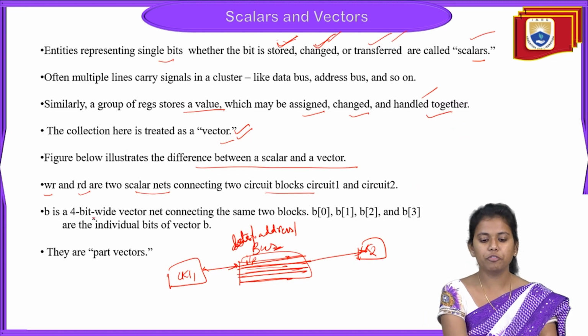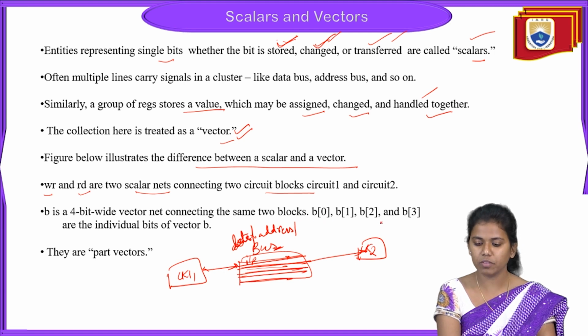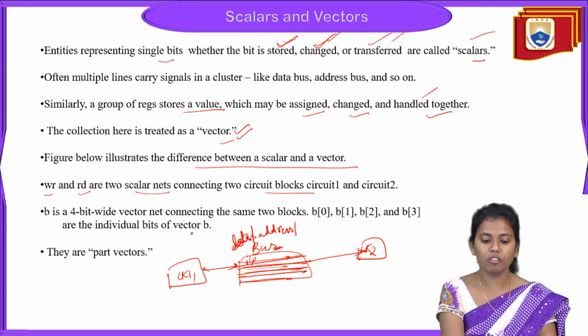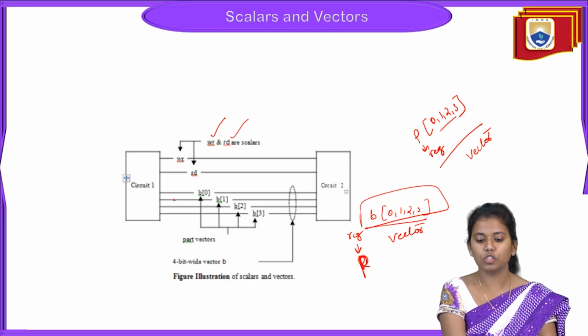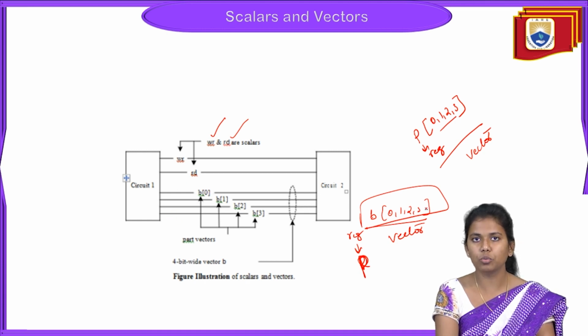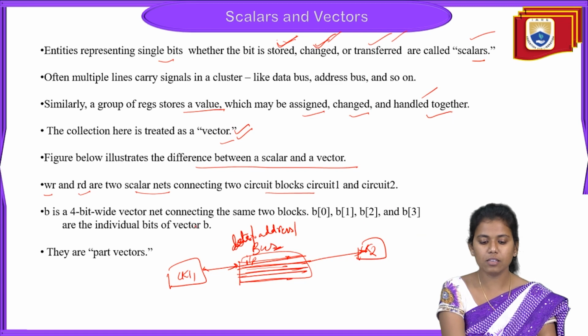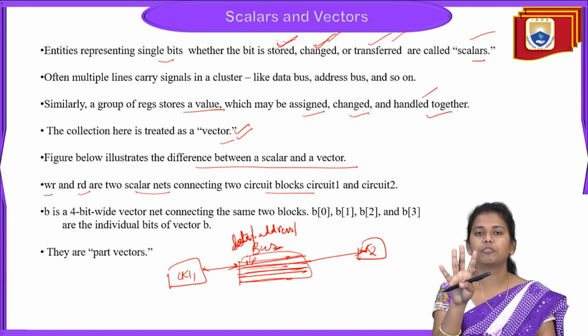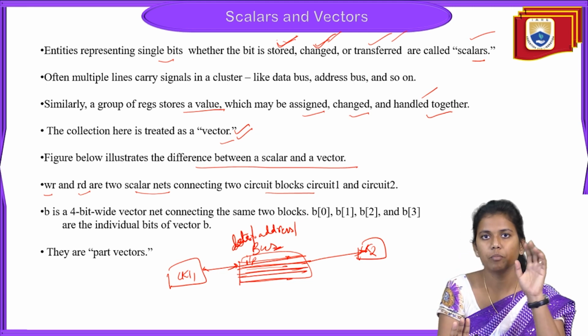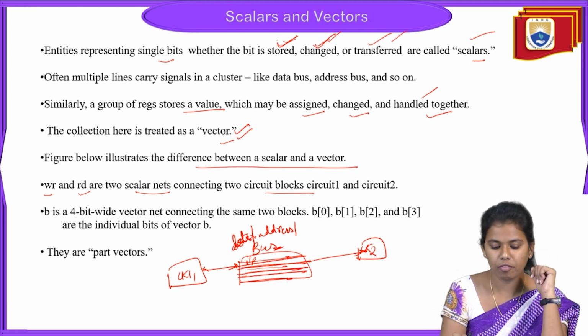So, B is a 4-bit wide vector net connecting the same blocks, B0 to B3, which are individual bits of B. So here it is a 4-bit, 1, 2, 3, 4, isn't it? You observe 4 wires, it is a 4-bit block which consists of 0, 1, 2, 3. So that we are calling it as a vector. For this 4-bit vector B, we have 4 bits present. So we are calling it as a vector.